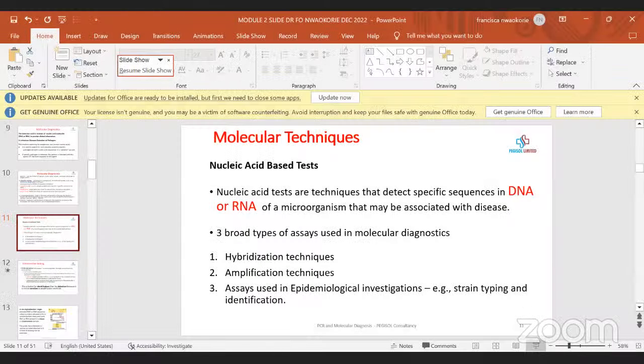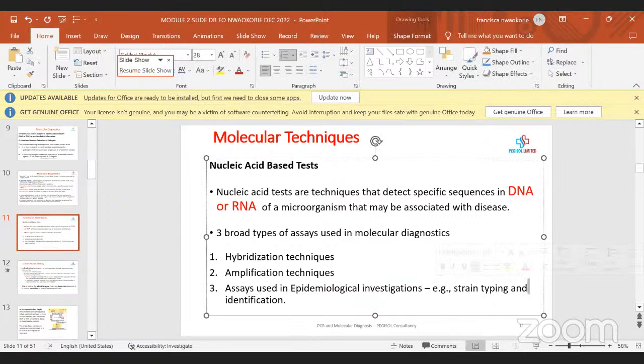If I continue from what I was saying, in molecular diagnosis we talked about the tools. The tools have to do with the RNA or the DNA or the protein. We're also going to talk about the technique. Is it hybridization or amplification, or are you looking at some genotyping activities? So confirm that you can still see the slides so that I continue.